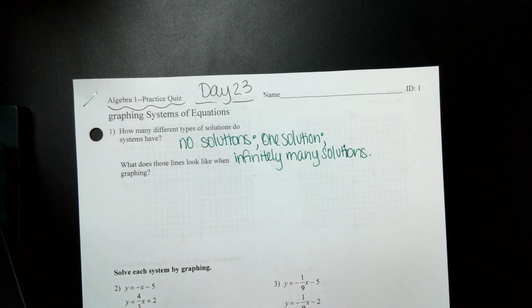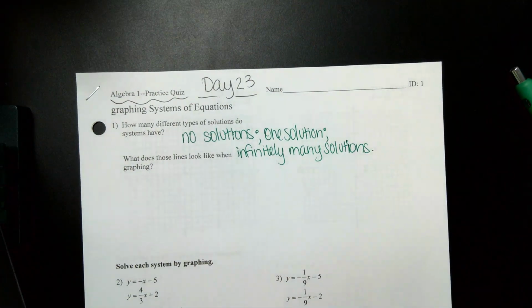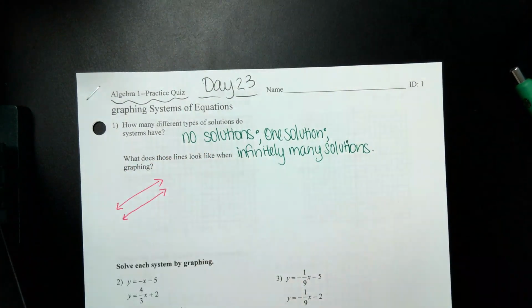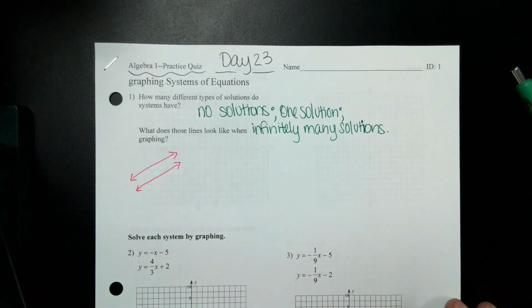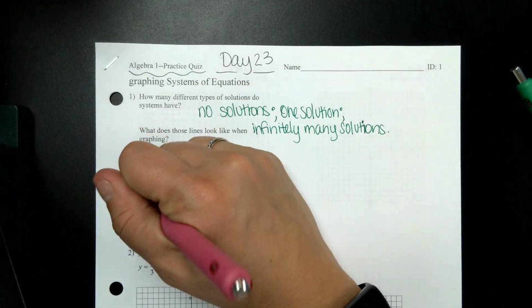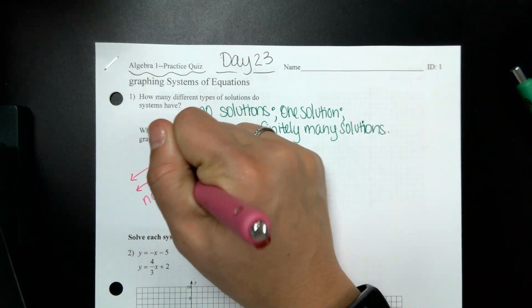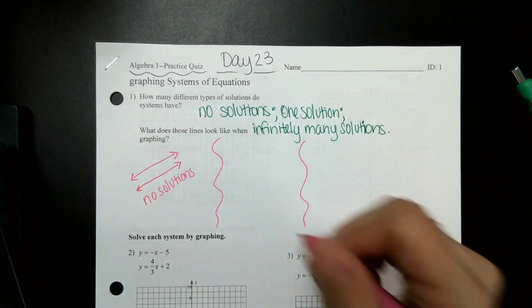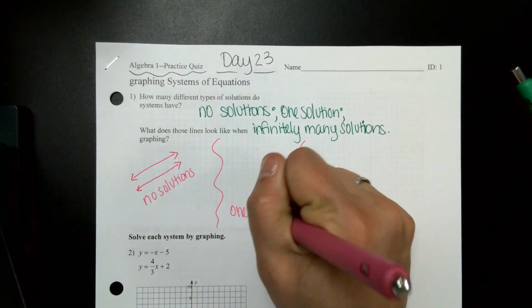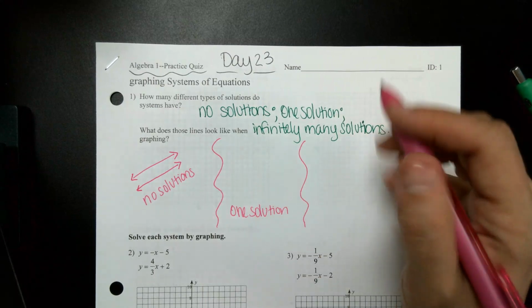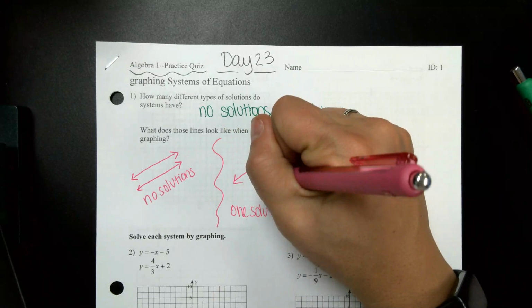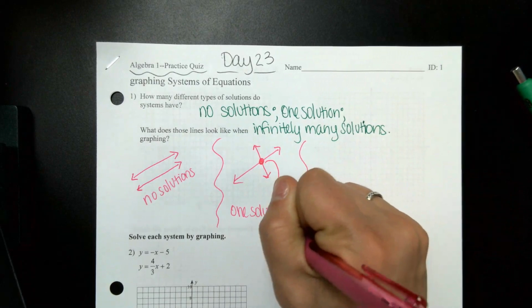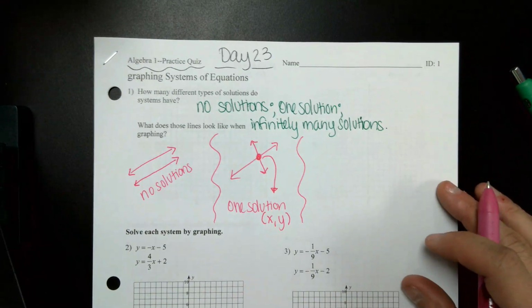And then it says, what do those lines look like when graphing? Okay, so if there are no solutions, meaning they do not cross, your two lines have to be parallel. In order for there to be one solution, what has to happen? The two lines have to cross each other. So their solution would be the ordered pair of where they cross each other.